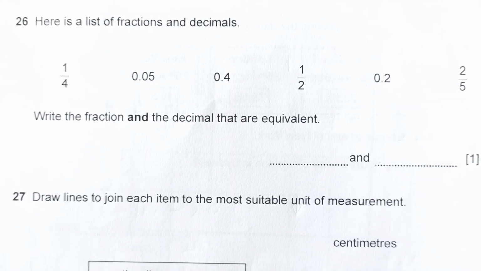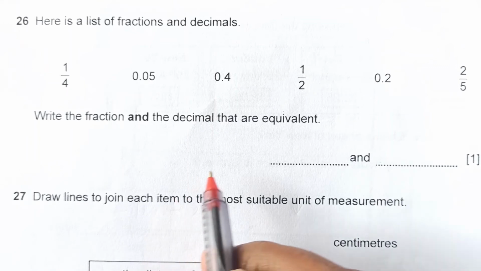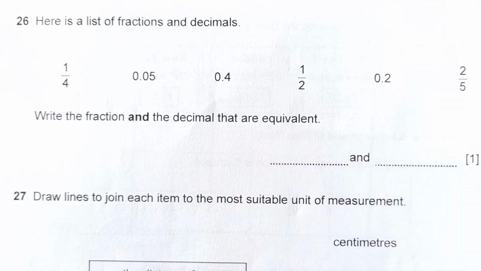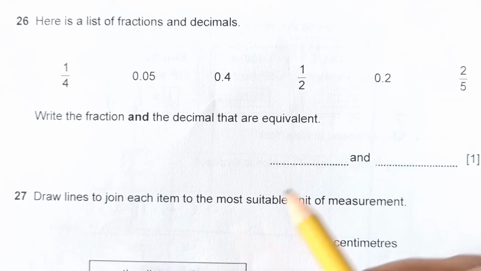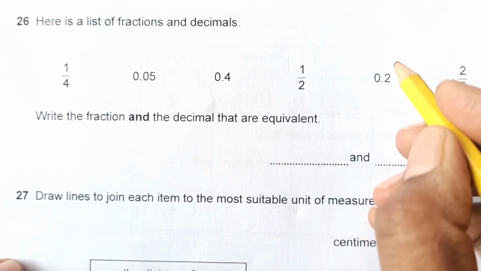Here is a list of fractions and decimals. Write the fraction and decimal that are equivalent. So we are looking for the fraction and decimal which are equivalent. The easiest way is to convert them into decimals, or you can convert them into fractions.